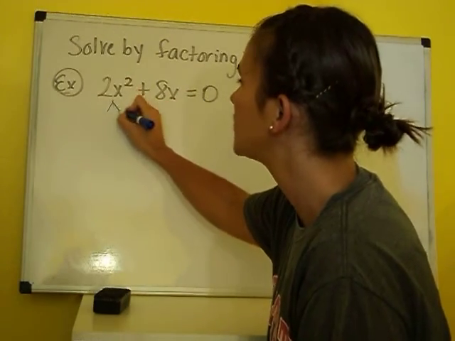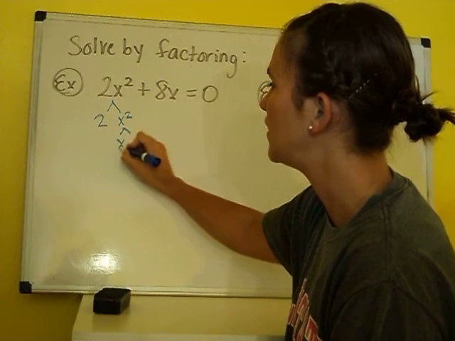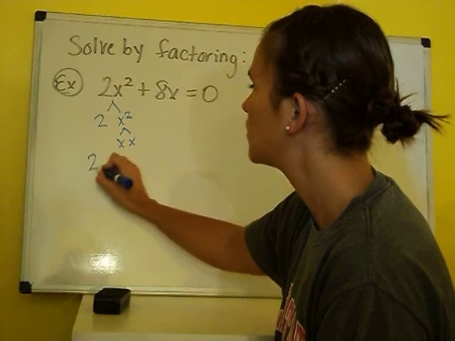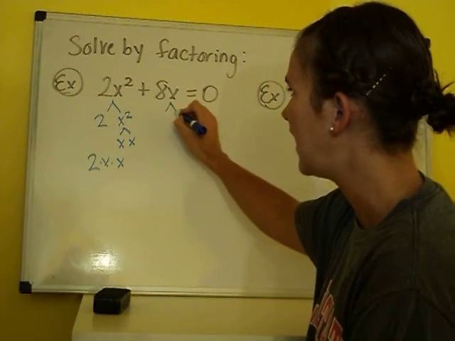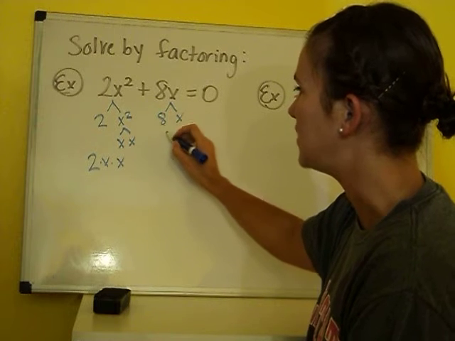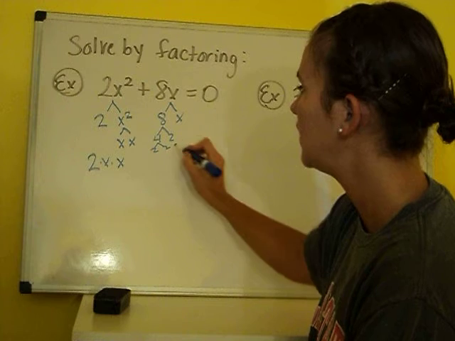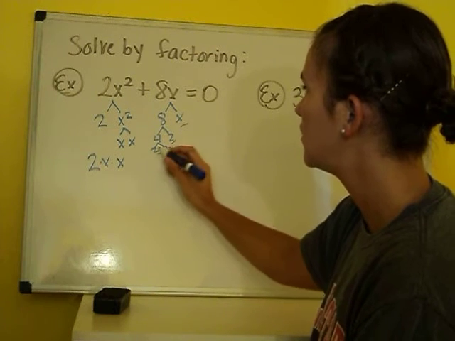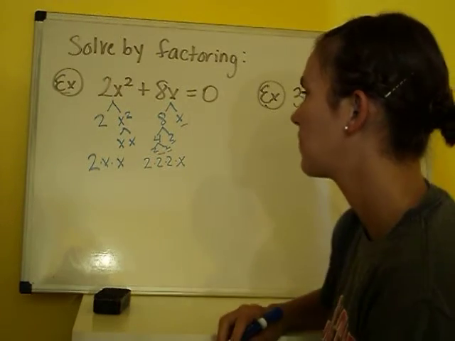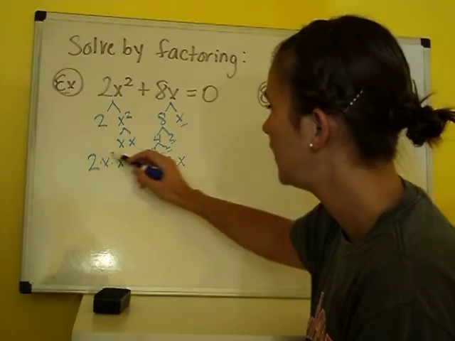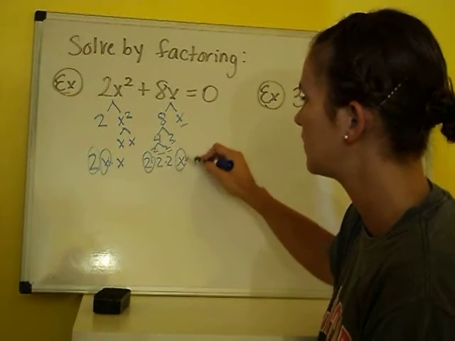So here I have 2x squared. This is 2 times x squared, and x squared is x times x. So 2x squared is 2 times x times x. 8x is 8 times x. 8 is 4 times 2, and 4 is 2 times 2. So 8x is 2 times 2 times 2 times x. So what do they share? Here we share 2, and then we also share an x.